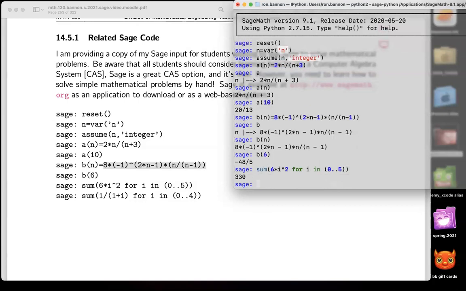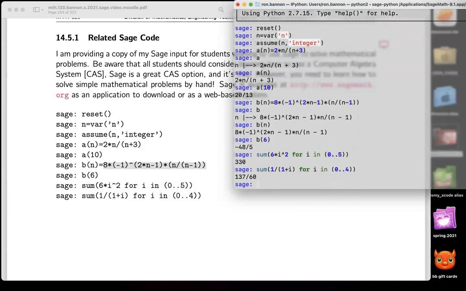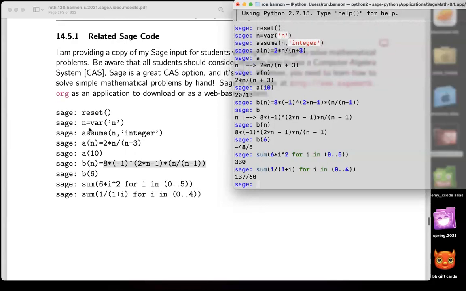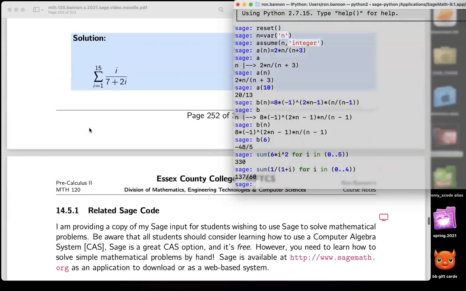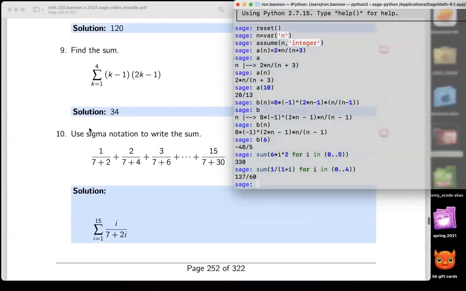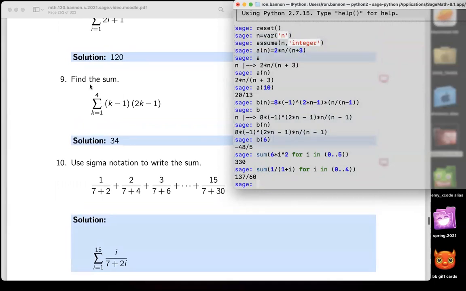That's 330. Sum 1 divided by 1 plus i for i in 0 to 4. I got a number there. For the most part, it's kind of simple to type that stuff in. I want to see if I understand that. Does it relate to what we were given? What I want to do is number 9.